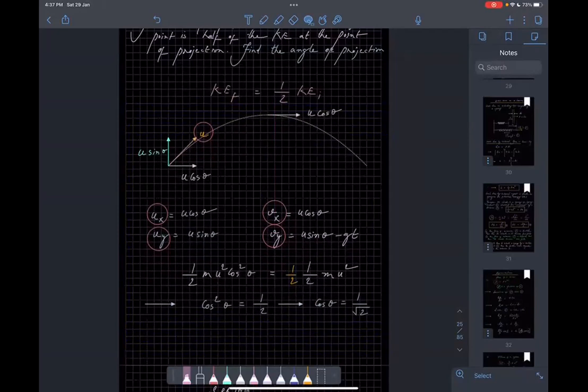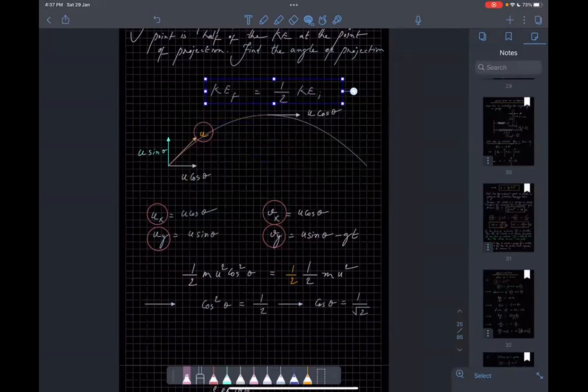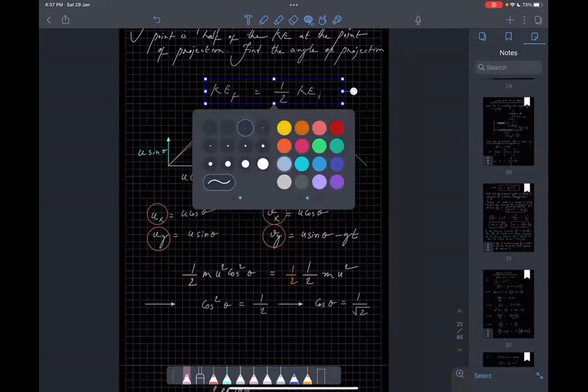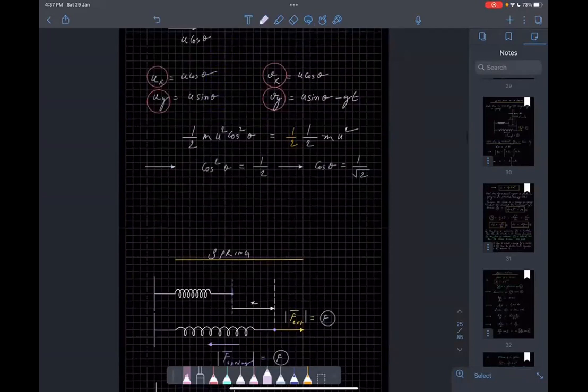Clear? Theta is pi by 4, right? Clear? Okay.